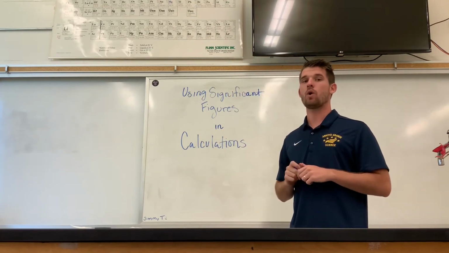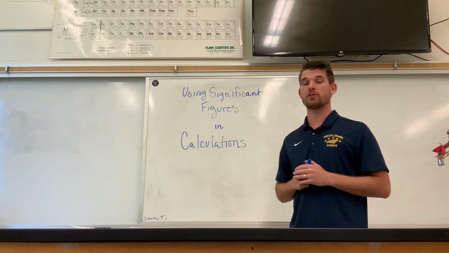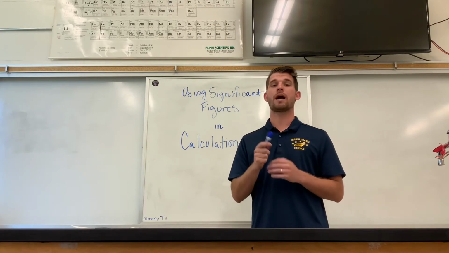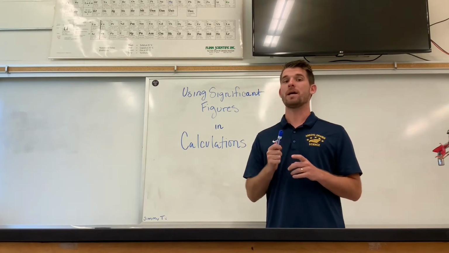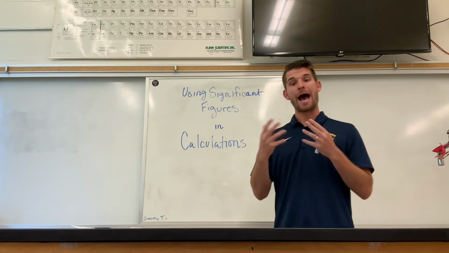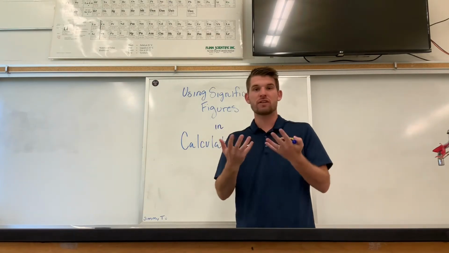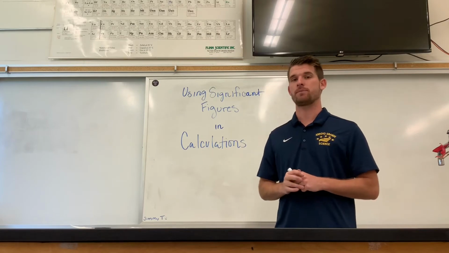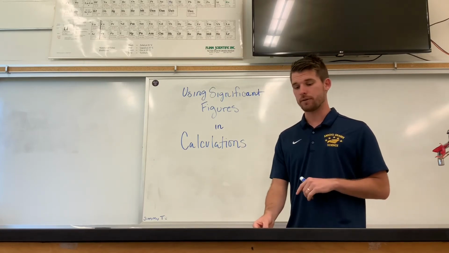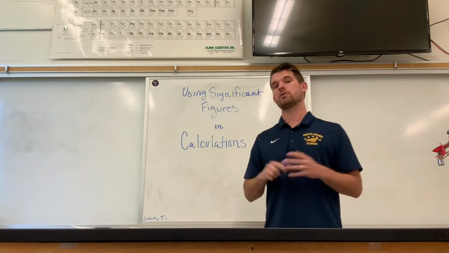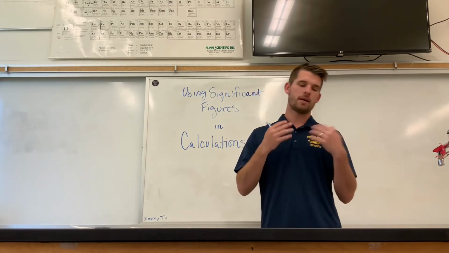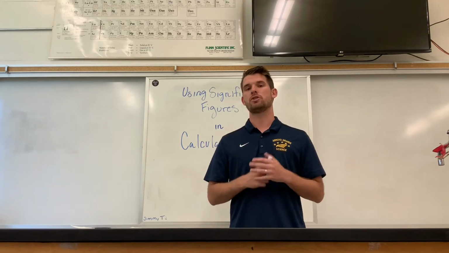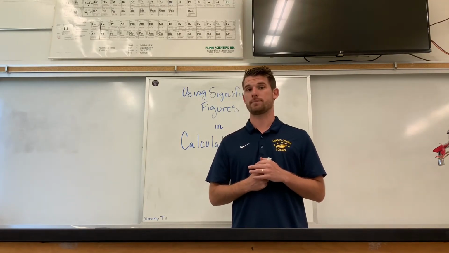If you haven't watched the using significant figures video to determine how many sig figs are in a number, you want to stop and watch that video right now. But today we're going to be looking at how we figure out how to use significant figures while we're doing calculations with different measurements. So let's get started. There's going to be two different rules: the addition and subtraction rule, and the multiplication and division rule. Depending on what you're doing with your measurements, you'll need to follow some different guidelines.